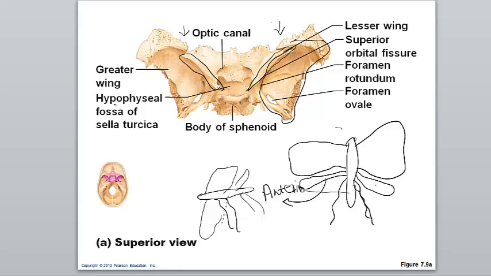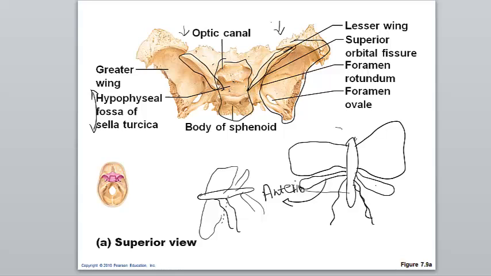Now let's look at the body. So you have the wings down. This entire area right in the center is the body. The body has a fossa. This is where your pituitary gland is going to sit. It's called the hypophyseal fossa of sella turcica. Sella turcica, saddle of a horse, right? So that's the hypophyseal fossa of sella turcica.